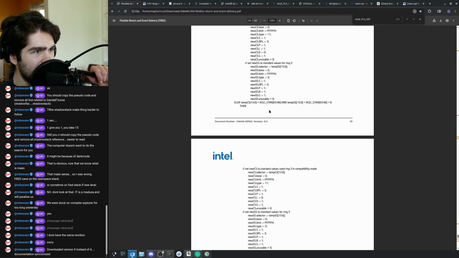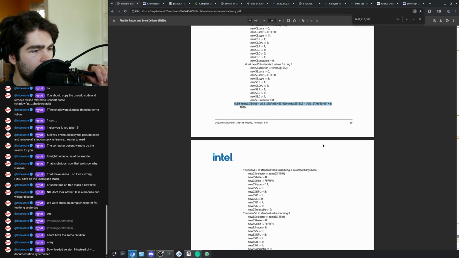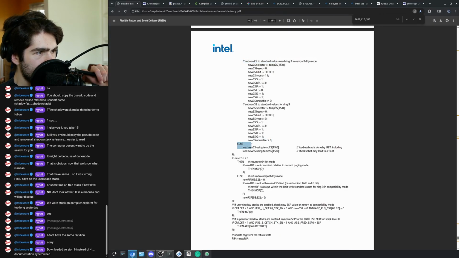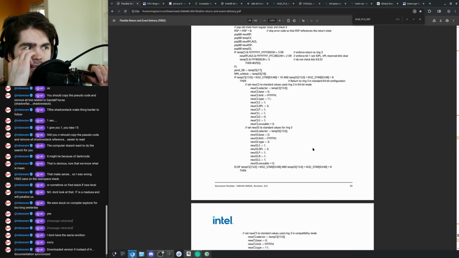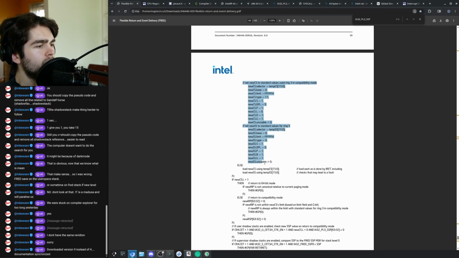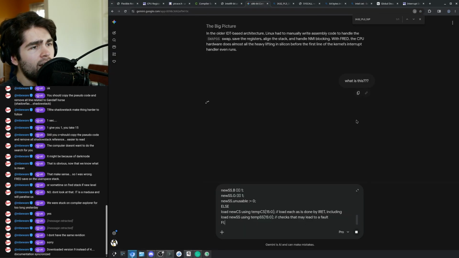Okay, I think I get it. And here, what they're checking is whether you are a stack related to 32 or 64-bit, or technically 16. Else, load CS using temp CS. Okay. Not sure if I get the last one. AI, come to my rescue. What is this?